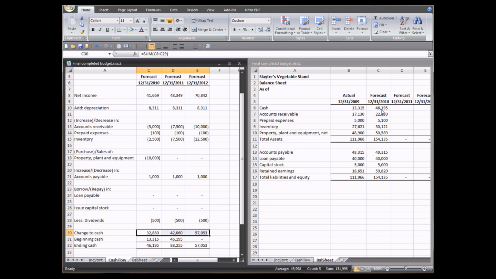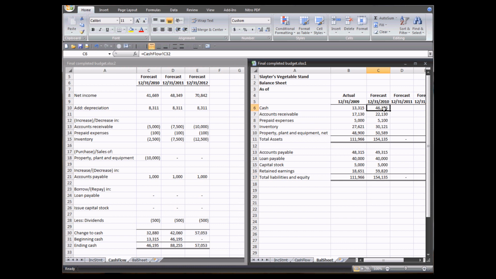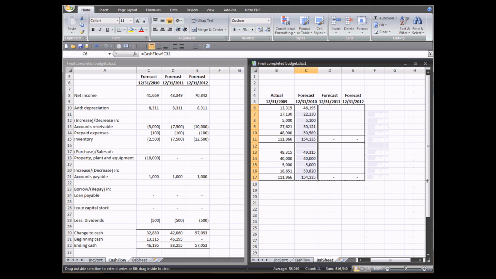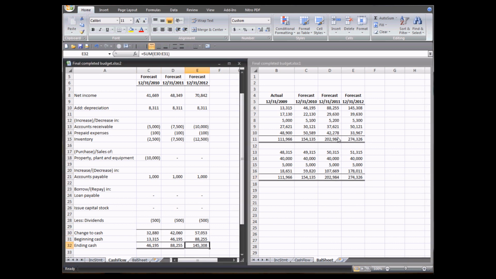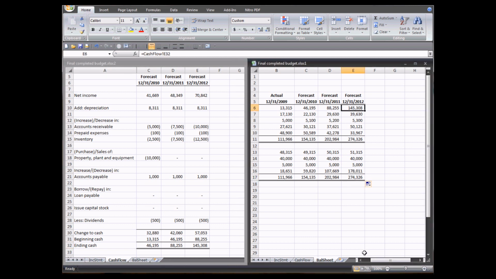Over here on my balance sheet, everything here was a formula. So all I've got to do is drag that across. You can see I've stayed in balance, which is good. It looks nice. And you can see that, for example, my ending cash at the end of 2012 is the same as my cash balance on my balance sheet at December 31st, 2012.